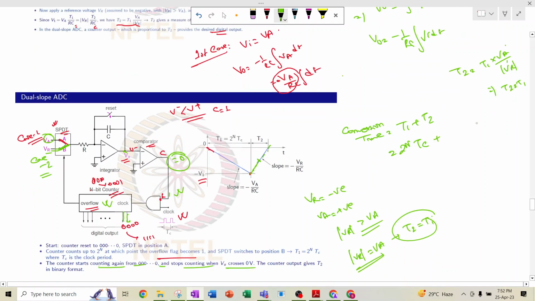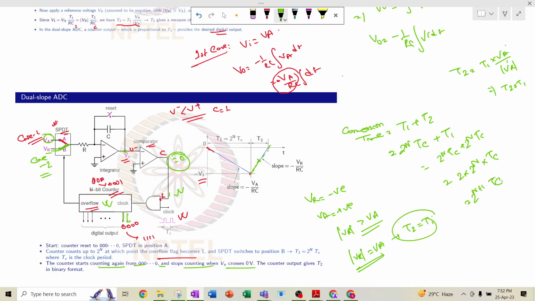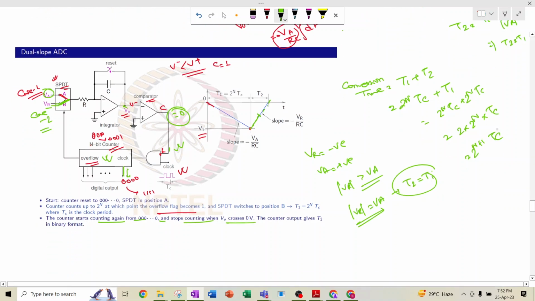That means this will be the same as T1. That means 2 to the power n T clock, and this is also 2 to the power n T clock. That means 2 into 2 to the power n into T clock, that means 2 to the power n plus 1 into T clock. It is the worst case scenario. So this is the worst case conversion time.